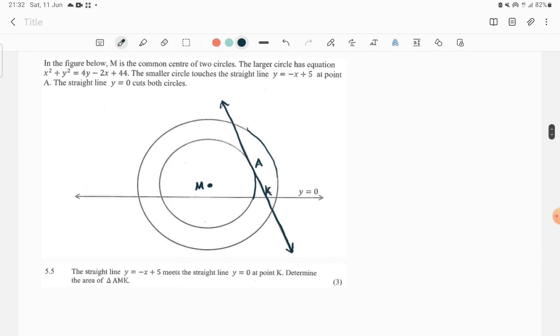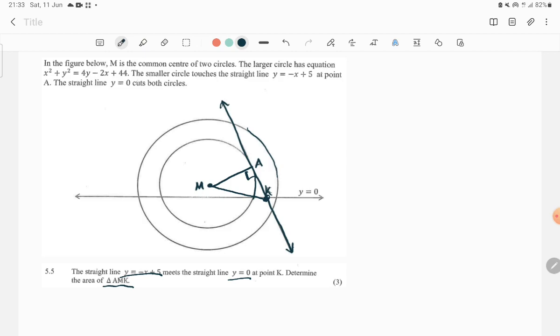The next question is question number 5.5. It says the straight line meets the straight line y equals 0 at point K. Yes, this is what we know. Determine the area of triangle AMK. The area of triangle AMK, which is this one, and we know that this is a right angled triangle.